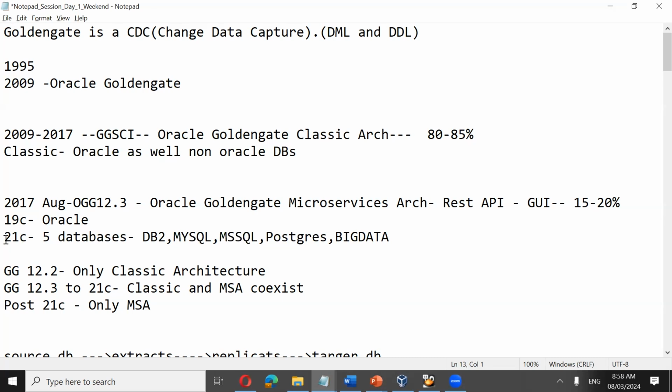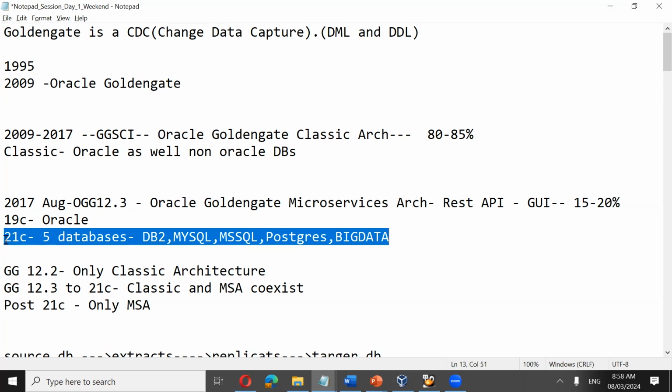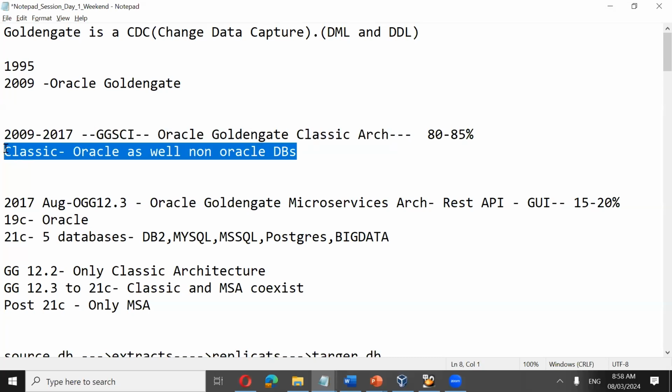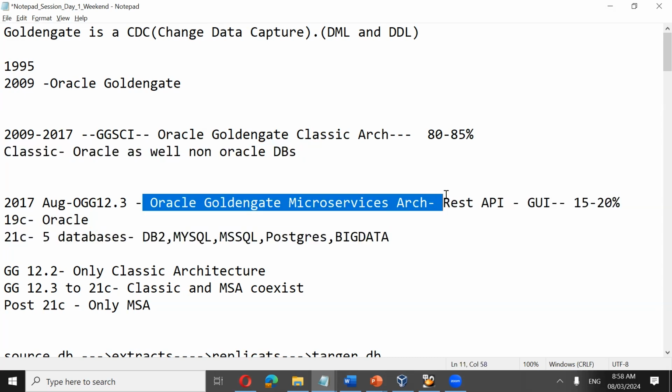So in Oracle Goldengate Microservices 21C, the support has been extended to these 5 databases as well, apart from the Oracle database. Again, I repeat: Oracle Goldengate Classic Architecture is a command prompt based architecture, which allows you to set up, manage, troubleshoot, and configure Goldengate through GGSCI. And since the beginning, it is available for Oracle as well as non-Oracle databases. Oracle Goldengate Microservices Architecture was launched in August 2017 from Goldengate version 12.3. It is REST API based architecture which allows you to set up, manage, troubleshoot, and configure Goldengate through GUI as well.